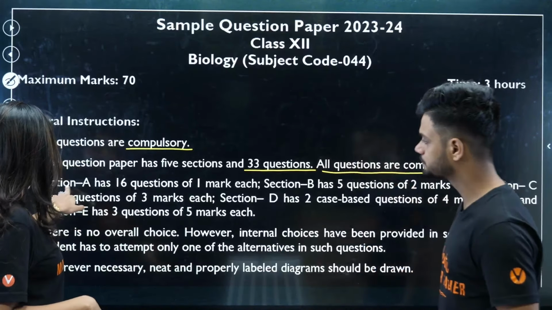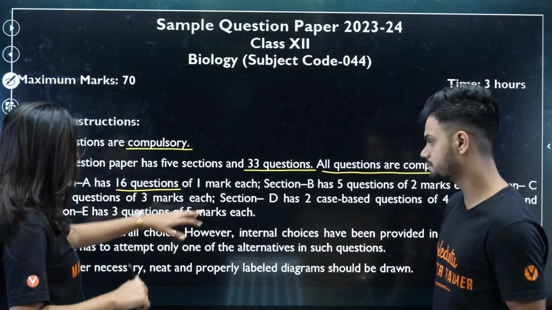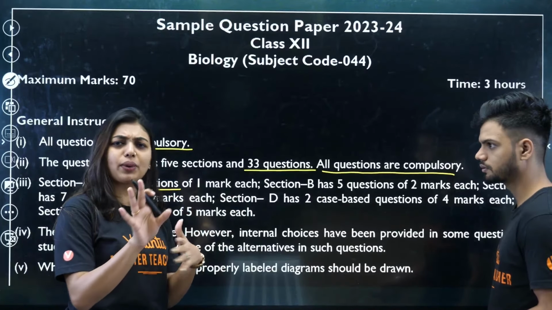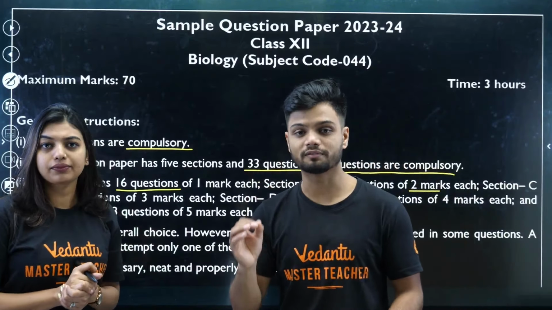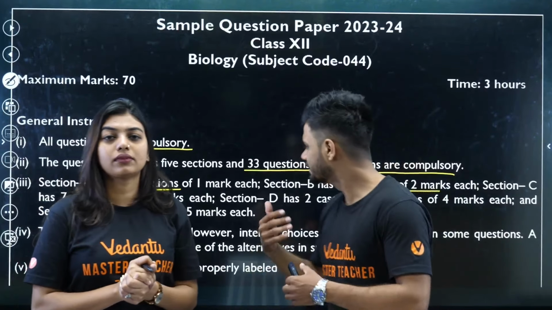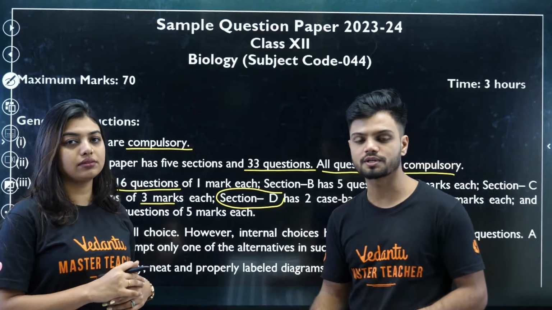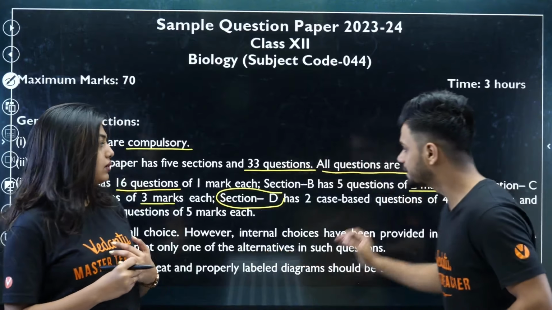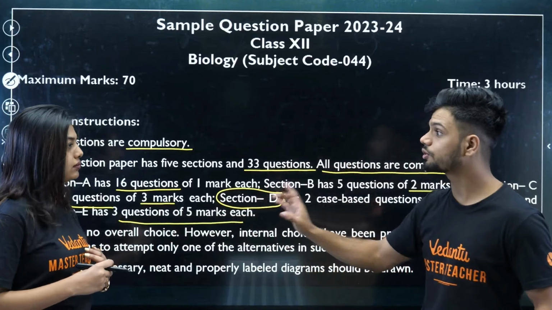So, section A has 16 questions of 1 mark, that means your MCQ. Section B has 5 questions of 2 marks, again the explanation question-answer type. Then we have section C, which is the highest weightage, where you have 7 questions, 3 marks each. Very important section. Then we have section D, which is the newly introduced one, that is case-based study questions, which is going to be a little tricky. But if you understand the question, it's going to be extremely easy. Then we have section E, that is 3 questions of 5 marks each, where you need to draw the diagrams and everything.